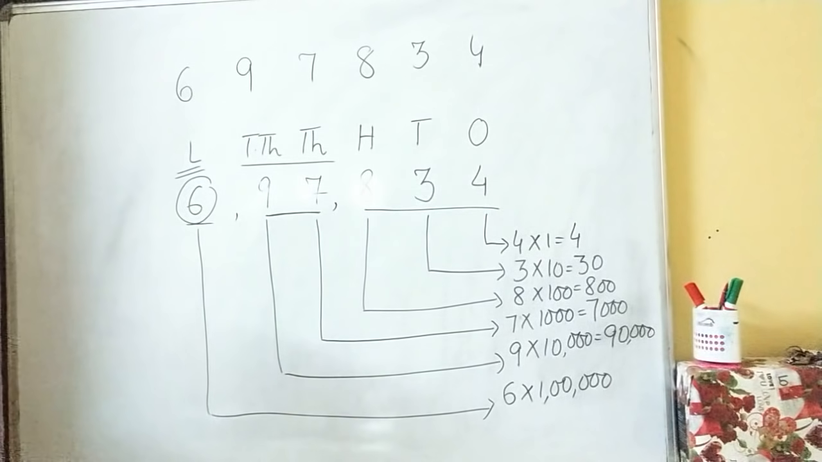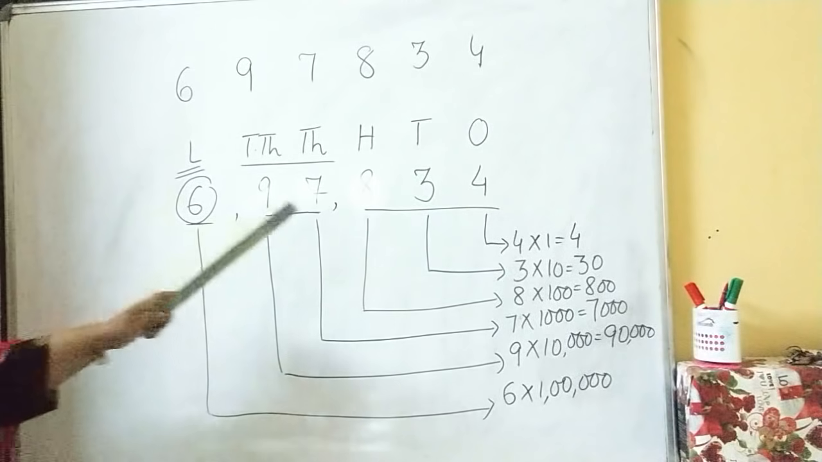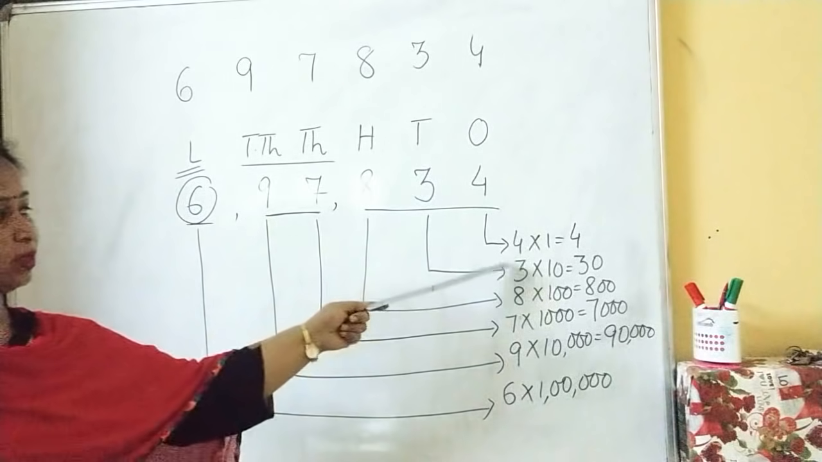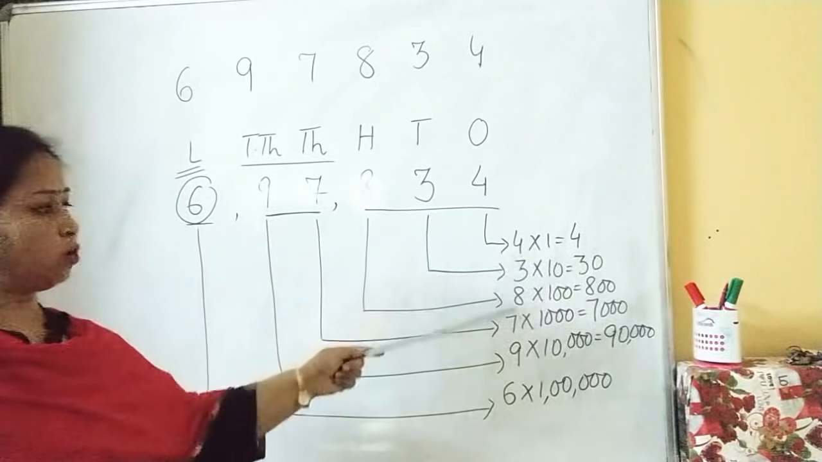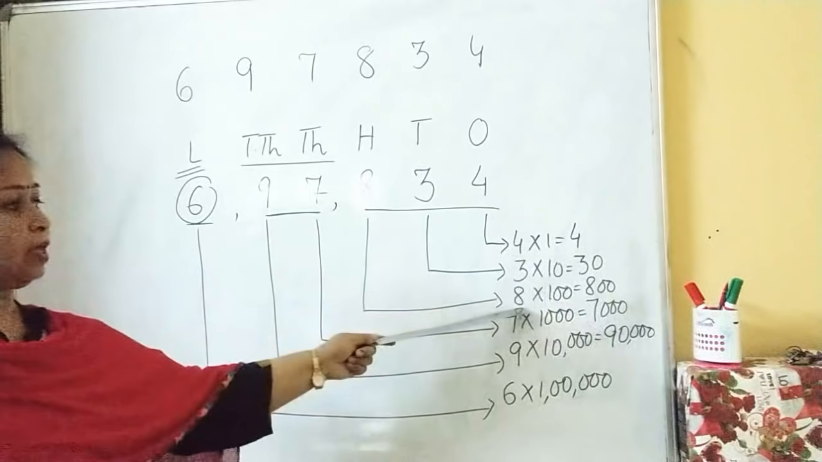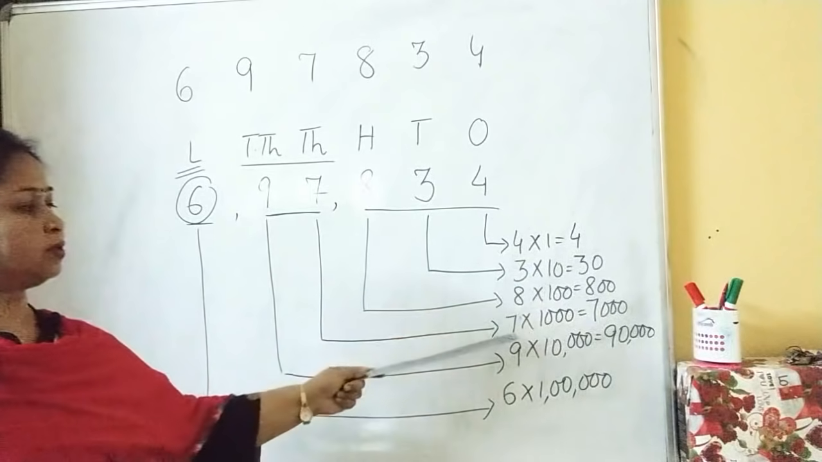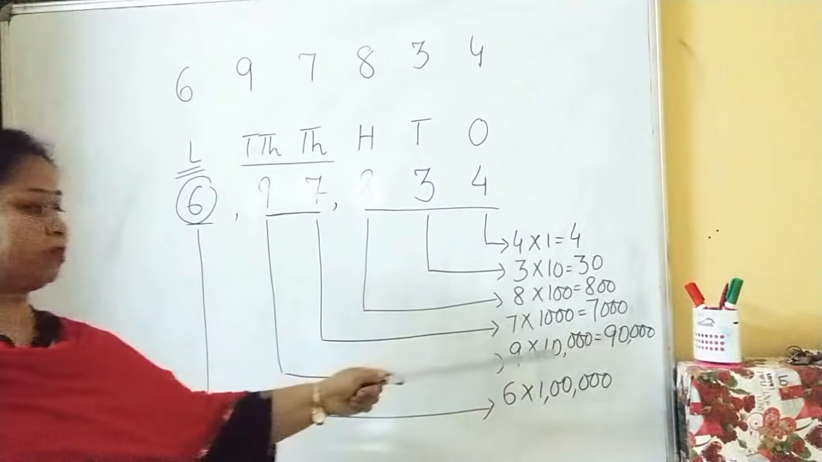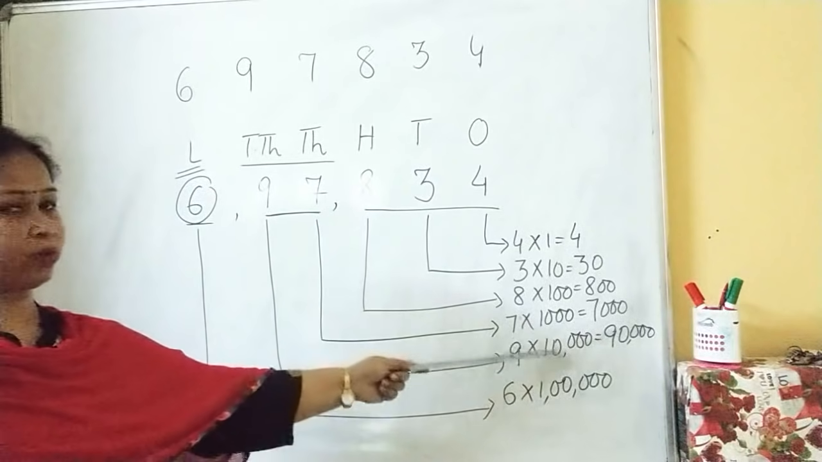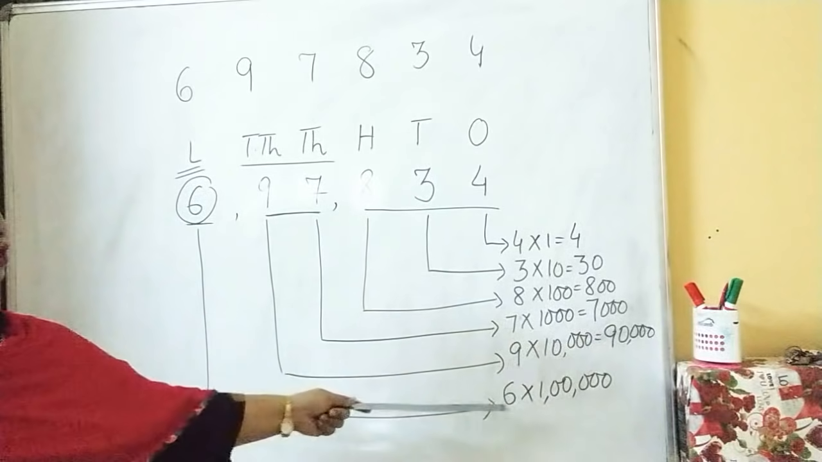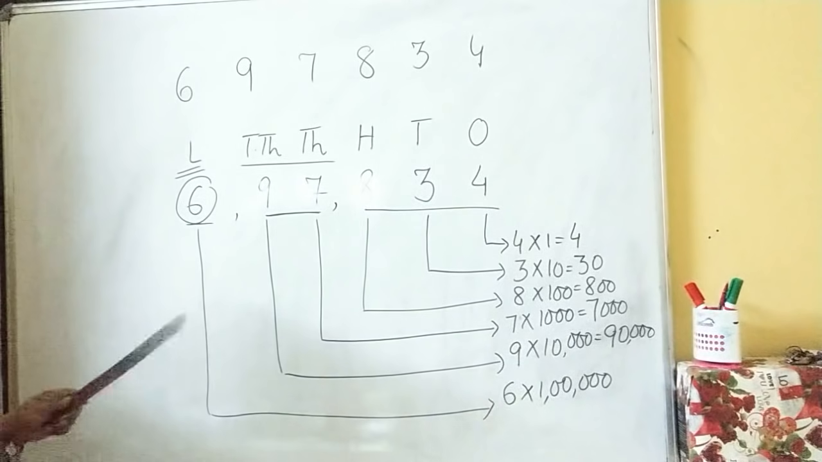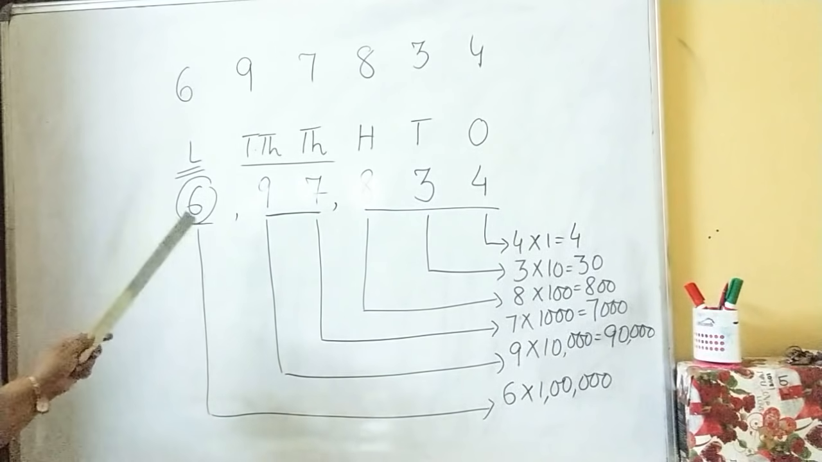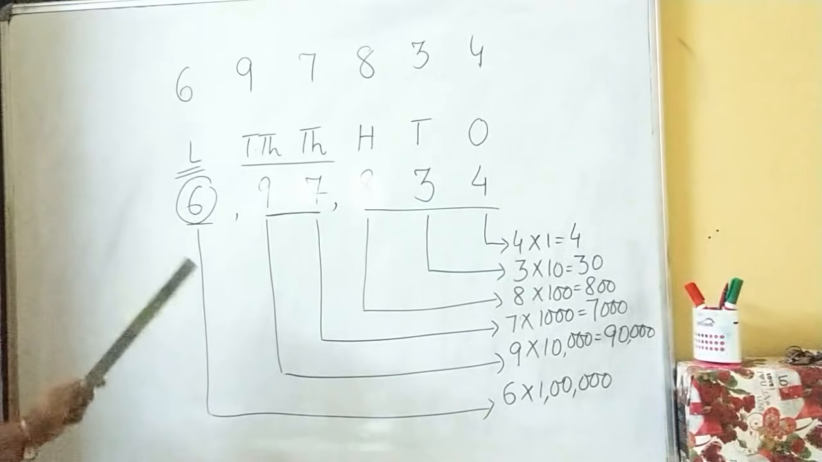As you are aware now, when we multiply these digits, just have a look once again: 4 multiplied by 1 is 4, 3 multiplied by 10 is 30, 8 multiplied by 100 is 800, 7 multiplied by 1000 results in 7000. Similarly, 9 multiplied by 10,000 gives 90,000, and 6 when multiplied by lakh gives us 6 lakhs. So, these are the values of the respective digits at their respective places.